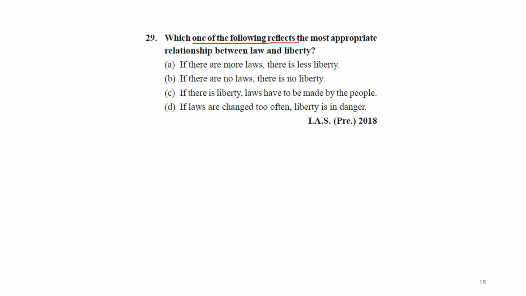Which one of the following reflects the most appropriate relationship between the law and liberty? If there are more laws, there is less liberty. If there is no law, there is no liberty. If there is liberty, laws have to be made by the people. If laws were changed too often, liberty is in danger.